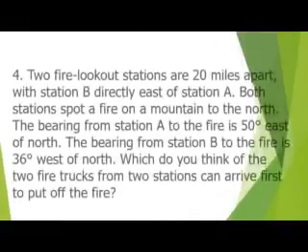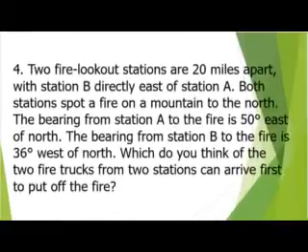Example number 4. Two fire lookout stations are 20 miles apart, with station B directly east of station A. Both stations spot a fire on a mountain to the north. The bearing from station A to the fire is 50 degrees east of north. The bearing from station B to the fire is 36 degrees west of north. Which of the two fire trucks from the two stations can arrive first to put off the fire?